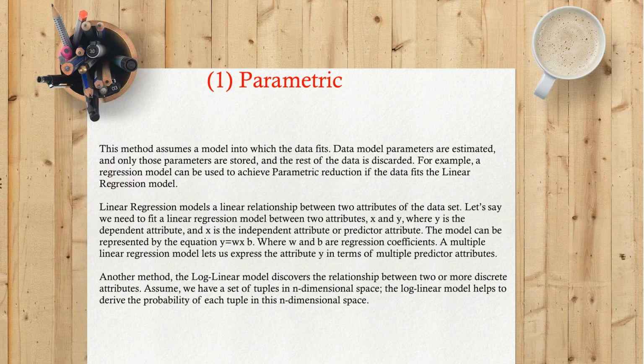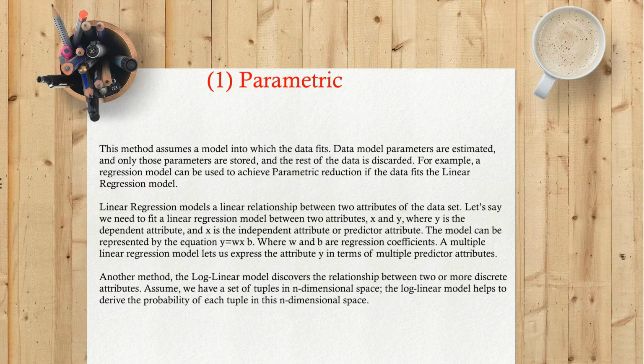Linear regression models a linear relationship between two attributes of the dataset. Let's say we need to fit a linear regression model between two attributes, x and y, where y is the dependent attribute, and x is the independent attribute, or predictor attribute. The model can be represented by the equation y = wx + b, where w and b are regression coefficients. A multiple linear regression model lets us express the attribute y in terms of multiple predictor attributes.